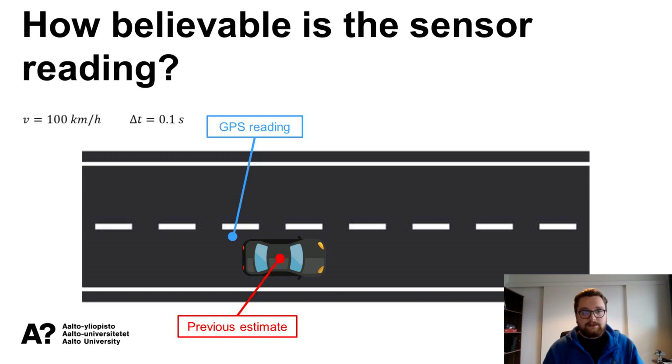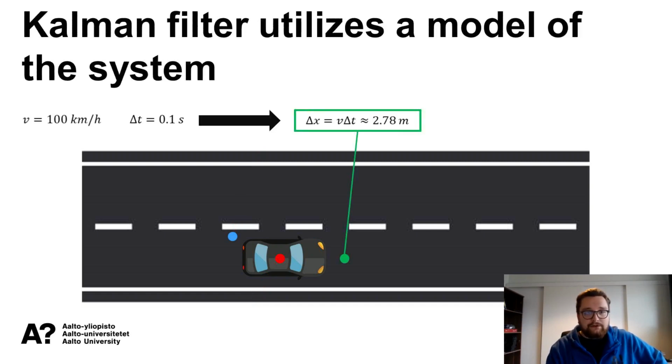Okay, so let's think about this for just a couple of seconds. Is this a good GPS reading, or has there been noise affecting this reading? So we know that the vehicle was traveling 100 kilometers an hour. So to me it seems quite unlikely that the GPS reading would be there behind the vehicle. And we can try to make this a bit more quantitative by a simple calculation.